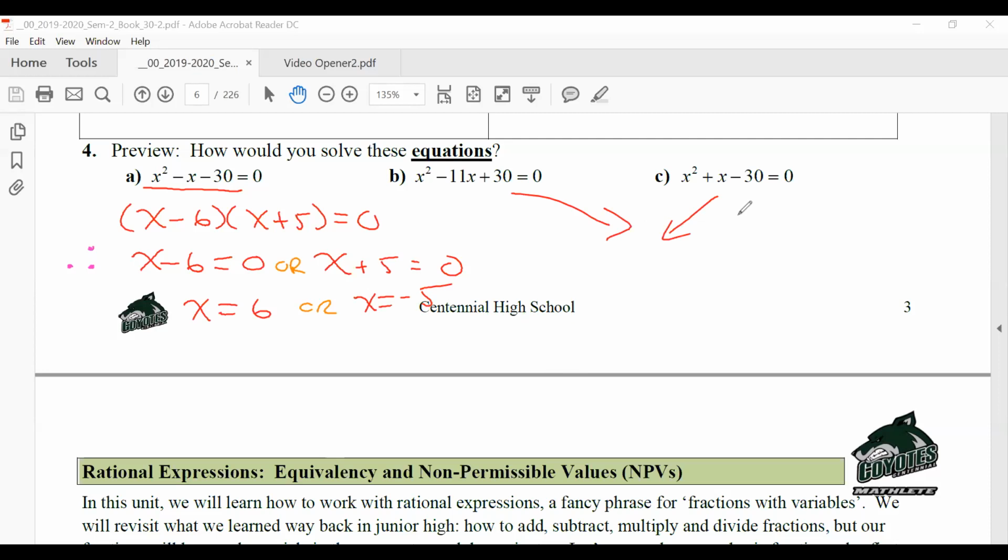Otherwise, there is your review on factoring. If you still need some help, come see me in tutorials or send me an email, I guess.